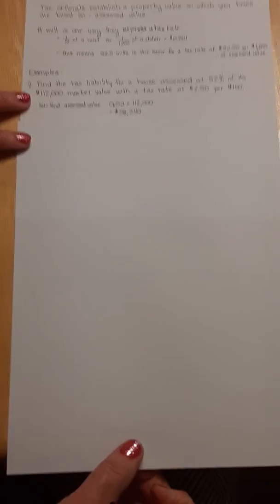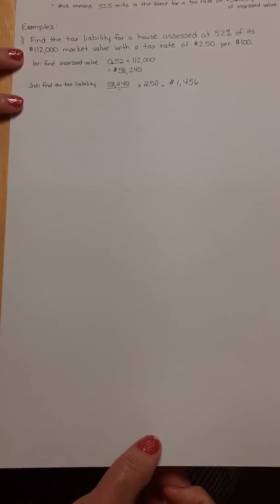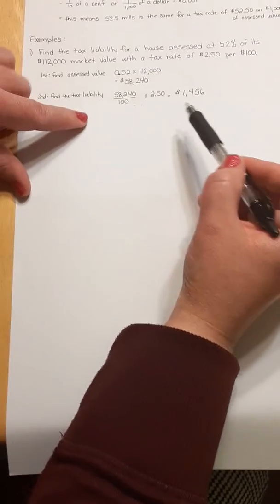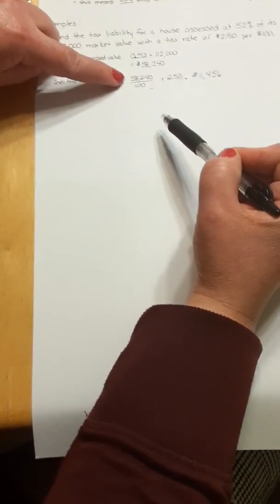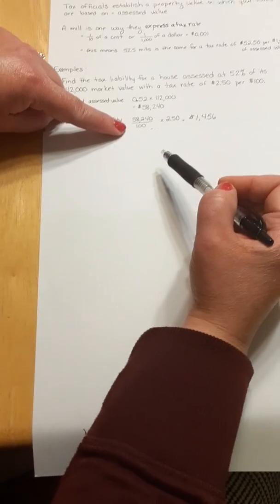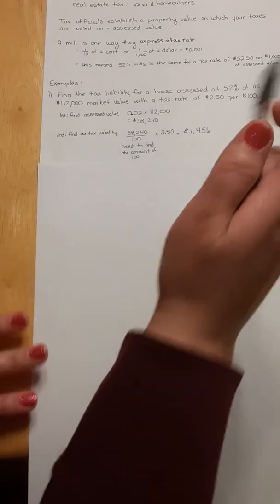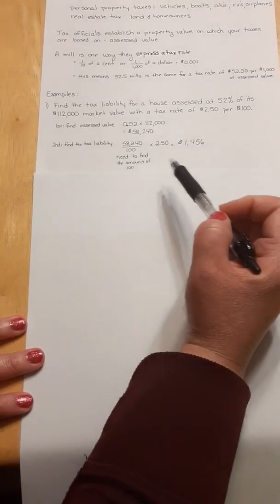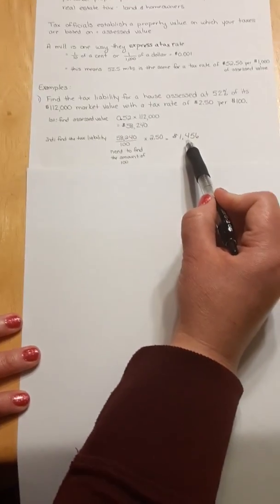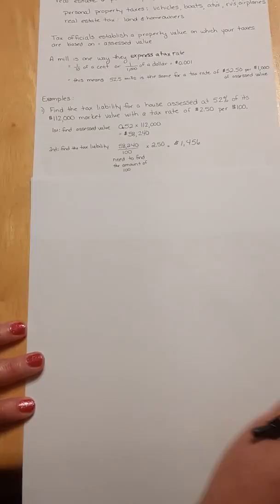Okay, now the next thing is we've got a tax rate of $2.50 for every $100. So what we need to do to find our tax liability is find how many groupings of 100 we have. So we're going to take this assessed value and divide it by 100 to find how many groupings we have. Once I find how many hundreds I actually have, I'm going to then multiply it by 2.50. So once I take 58,240 divided by 100, and then multiply it by 2.50, I get $1,456. That is my amount of taxes.